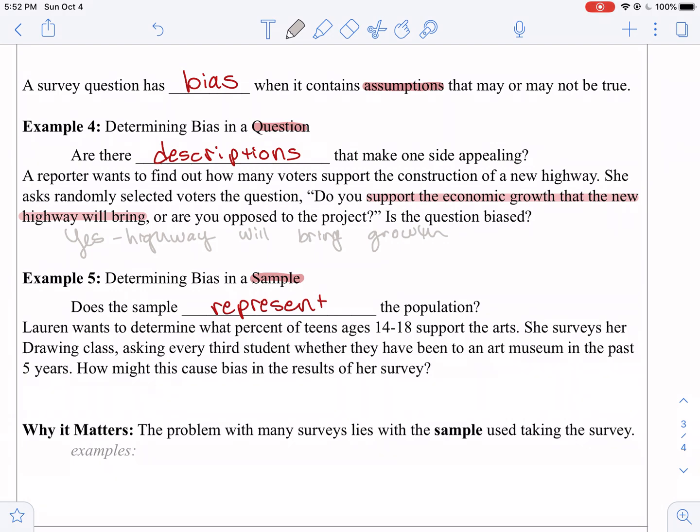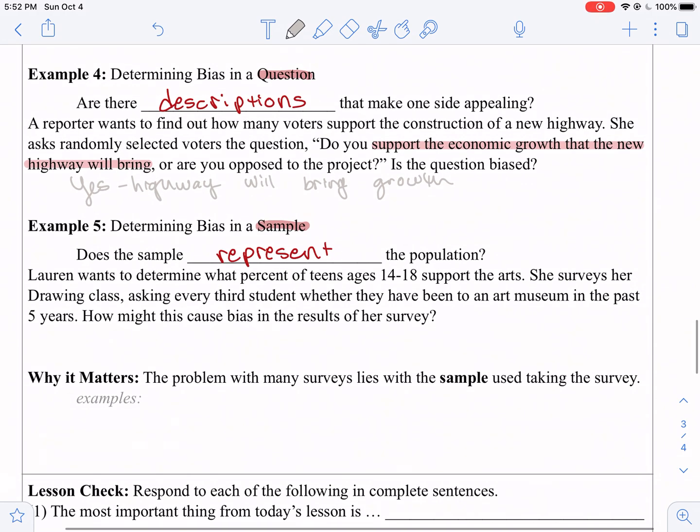Or she could offer insight into both sides. Like, some people support the economic growth that the new highway will bring, yet others are opposed to the project because it is a waste of taxpayer money. Right? So she's offering opinions on both sides. I would say the least biased way is to just ask, do you support or are you opposed to the project?